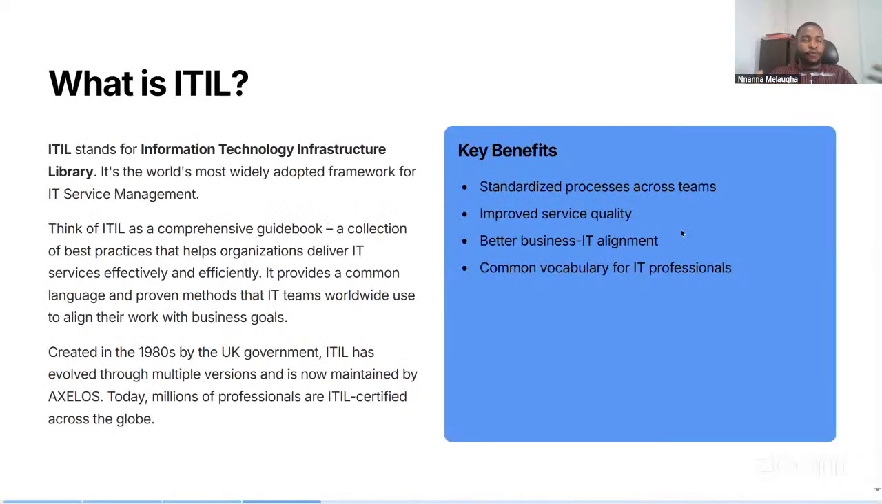So now we've talked about IT services. We've talked about IT service management. Now you may ask, what is ITIL?